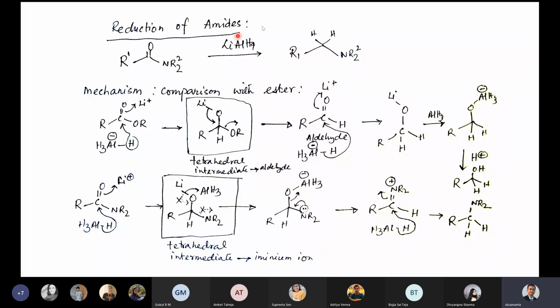Now we will talk about reduction of amides. You take an amide, CONH2, and take lithium aluminum hydride. This double bond O will be replaced with CH2.